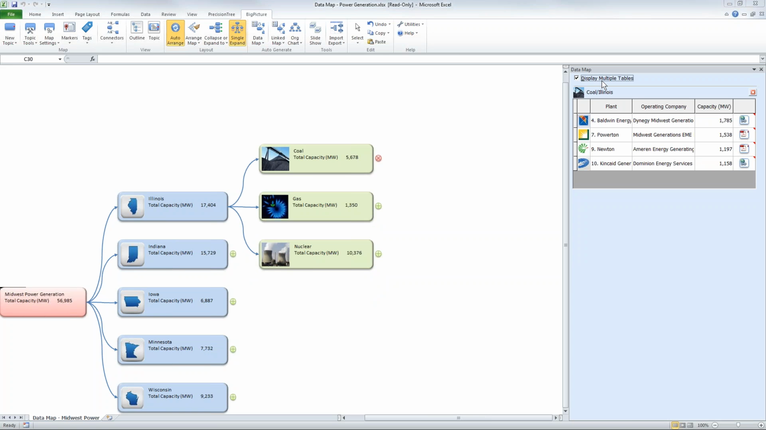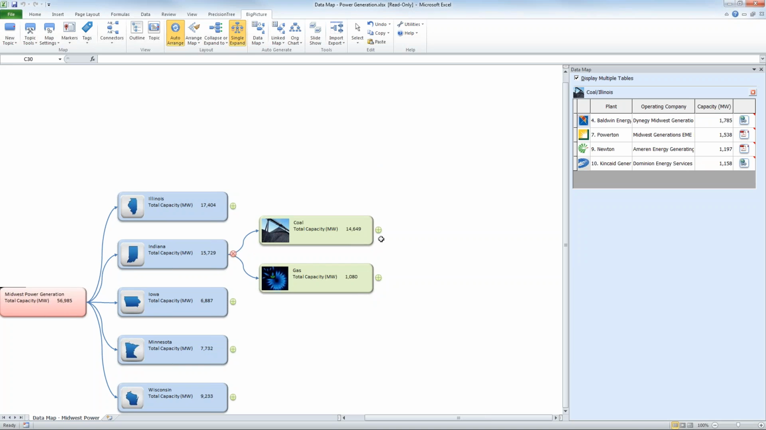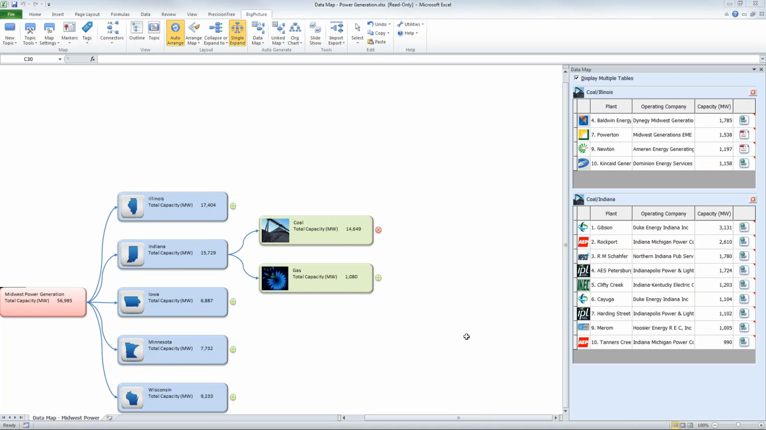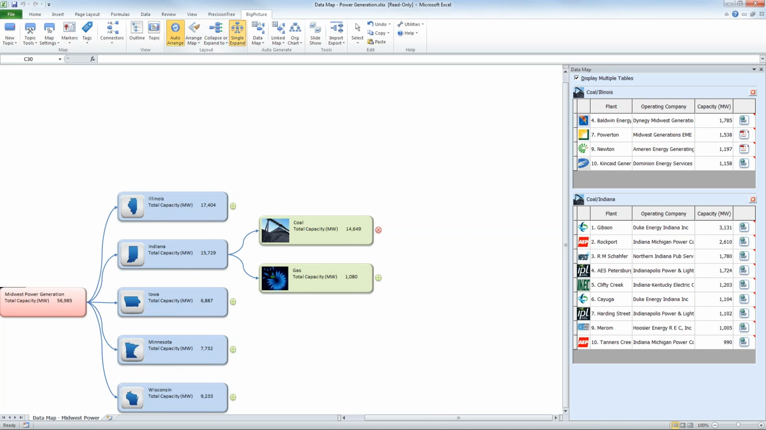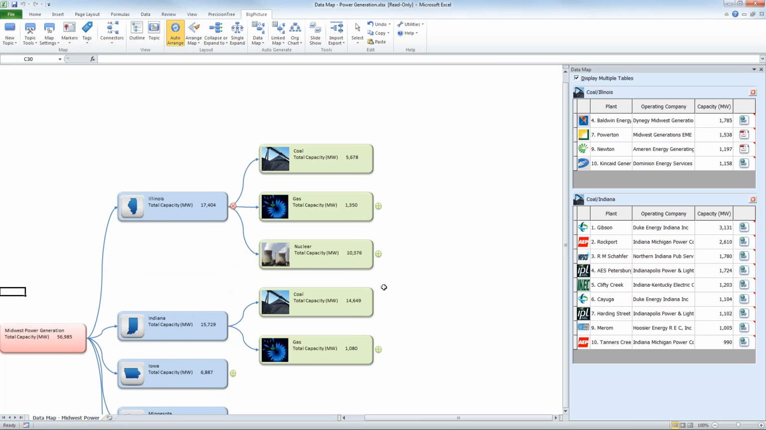So I'm going to click display multiple tables, go back down here, and open up that one too. But I would like to see all of them opened at the same time at this level, so I'm going to deselect single expand and open that up so I can see these numbers all together. There are all different ways we can go back and forth on this.